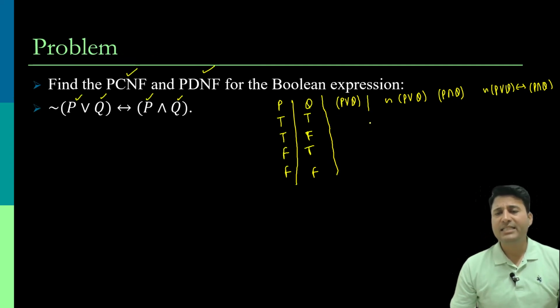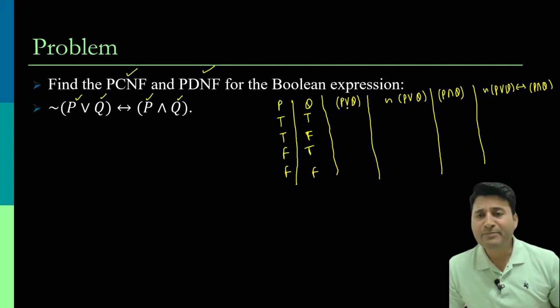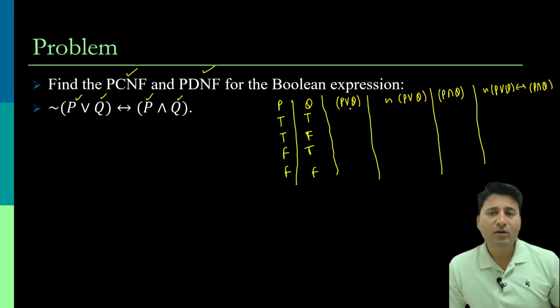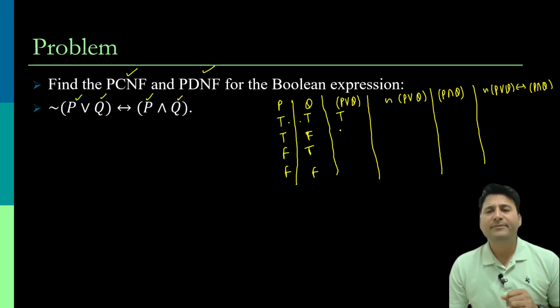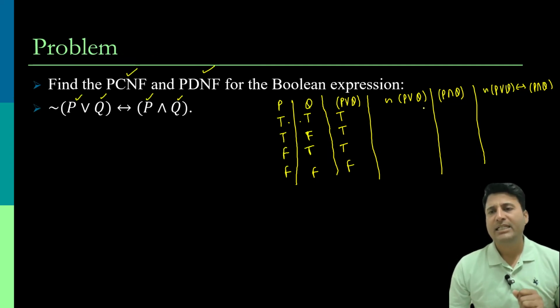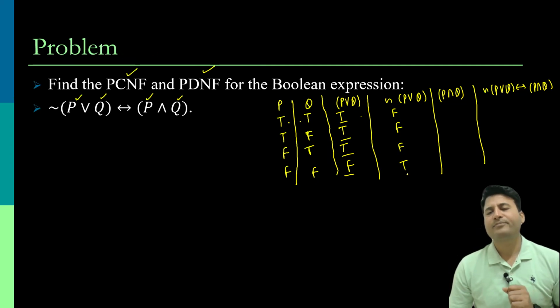Now, as discussed in the last session on how to write the truth table for a compound proposition, we can use that concept. So the first one is P or Q. Remember, for the or connective, if at least one is T, the output is T. So the first one is T, it is also T, it is also T, and when both of them are F, it is F. Now the negation of P or Q: the negation of T is F, the negation of T is F, the negation of T is F, and the negation of F is T.